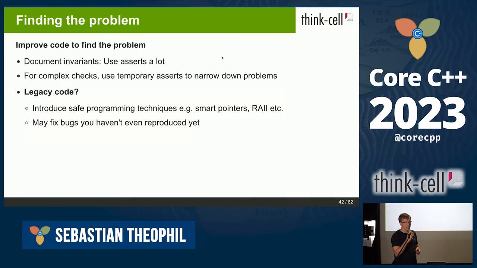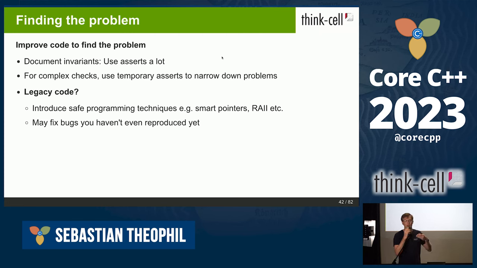And last but not least, you can always improve the code when you're trying to find a bug. So maybe you're thinking through some part of your program nobody has looked at in a long time. Maybe you find out while thinking through it that some invariant should hold that isn't yet documented, that isn't yet asserted. Maybe you can introduce that assert now, or you should, and check that in.